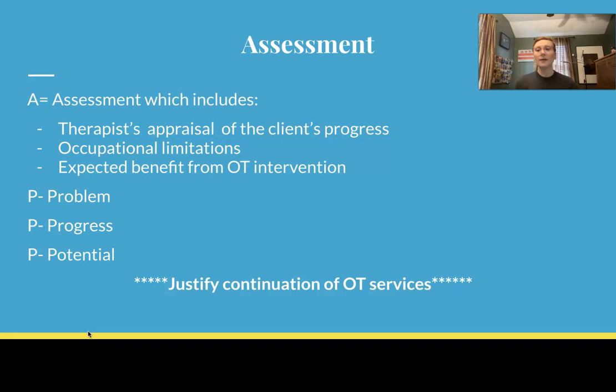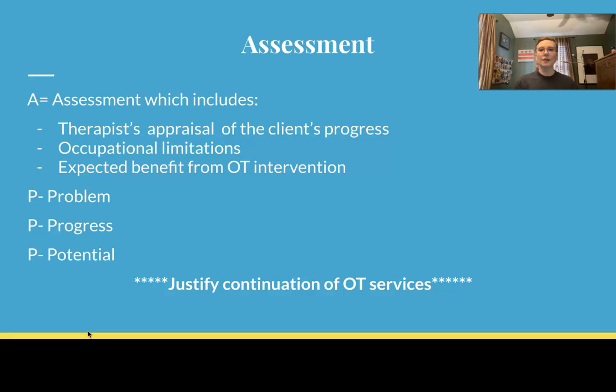Client presents with A, B, C, D, E, F, however many things, and this is why they need occupational therapy to address all of these areas in preparation for that safe discharge to the next level of care. So this is why they need you, and this is how you take all of that information that is just like a lot of stuff, and then why they need to continue to see you.